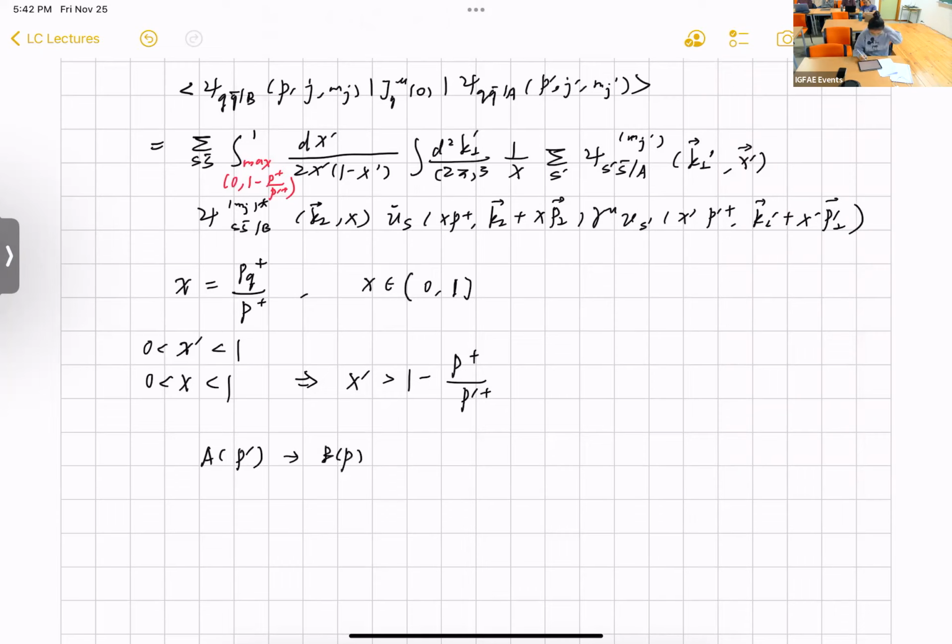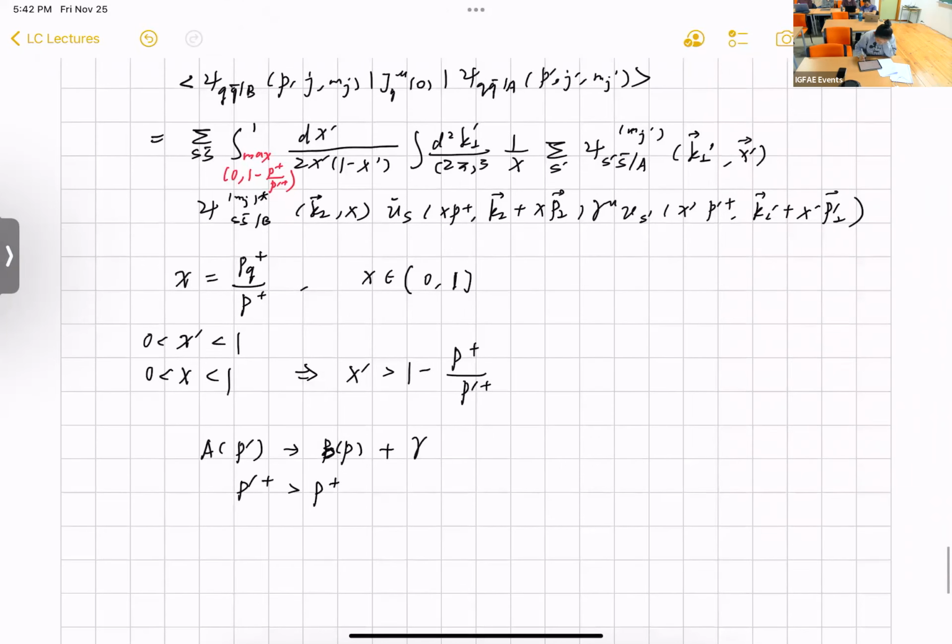as the process of A goes to B, right? So this means if you have the photon in the final state, you would always have P prime larger than P. Then this means this value 1 minus P plus over P prime plus is smaller than 1, so you get this value that is larger than 0.